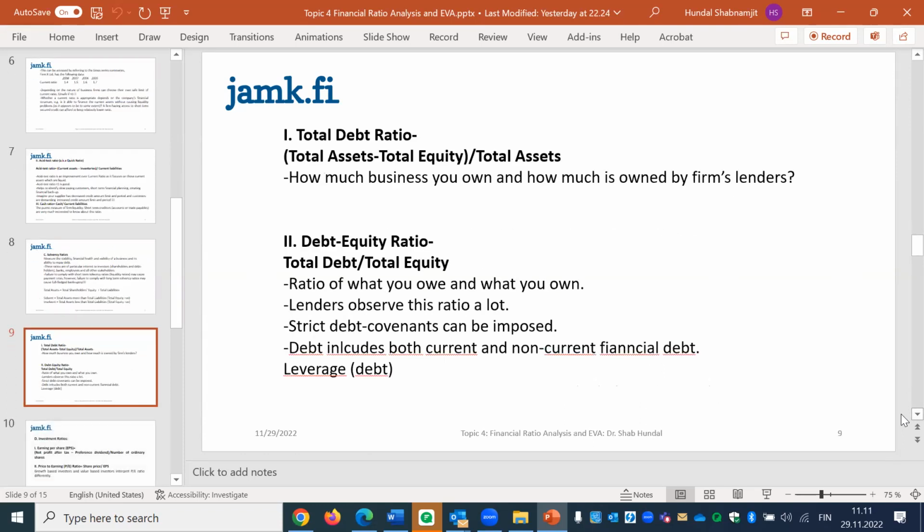The first ratio is very simple. You have total assets. Abhijit here. I have one question.